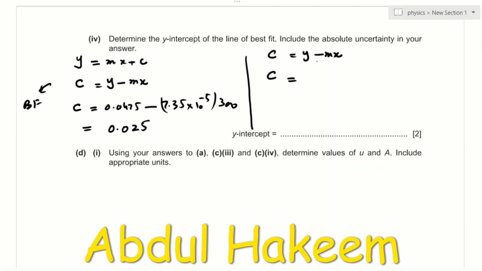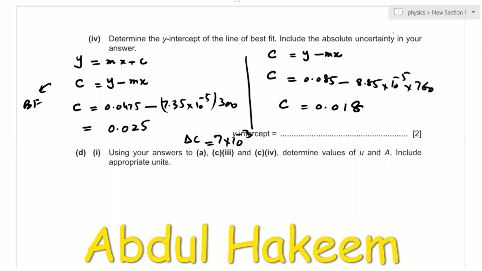For example, we take 0.085, this is P4, minus the gradient of the worst fit, and the gradient of the worst fit is 8.85 into 10 power minus 5, and P4 x coordinate is 760. So after calculation, the worst acceptable line y-intercept is coming 0.018, and this is the y-intercept of the best fit line 0.025.